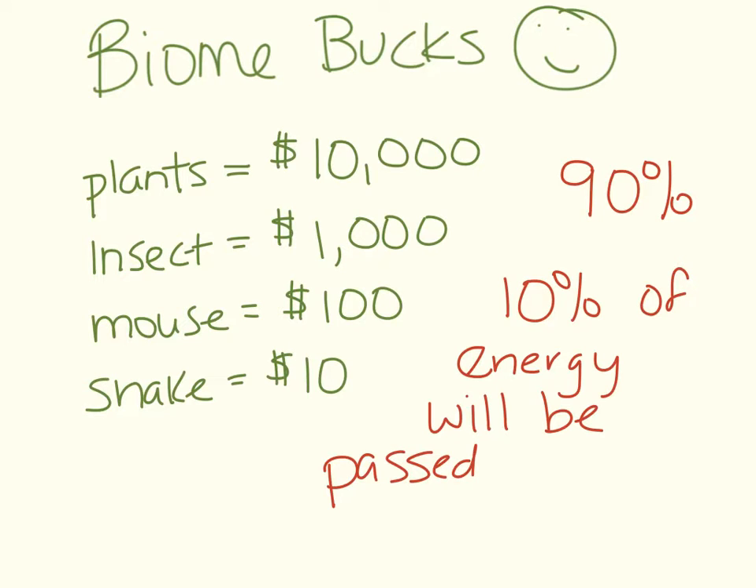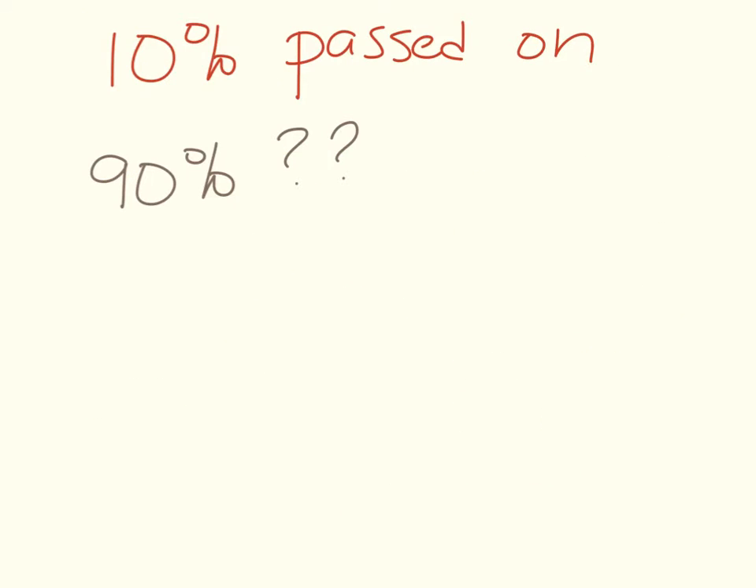Now 10% is not the exact figure. We just use 10% as a generic, easy kind of thing to remember. The important thing, of course, is that most of the energy that is there will not be passed on. Only 10% will be able to be passed on. So we see that 10% of the energy will be passed on.